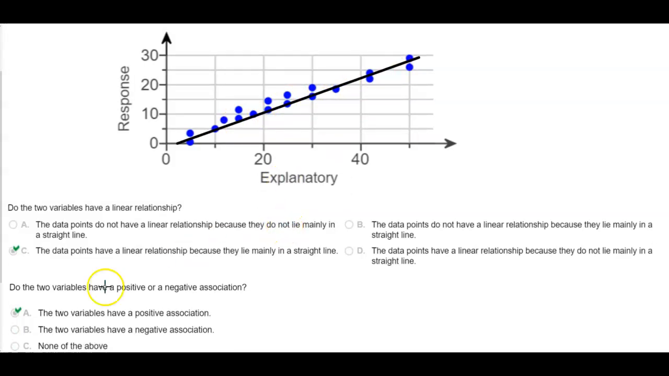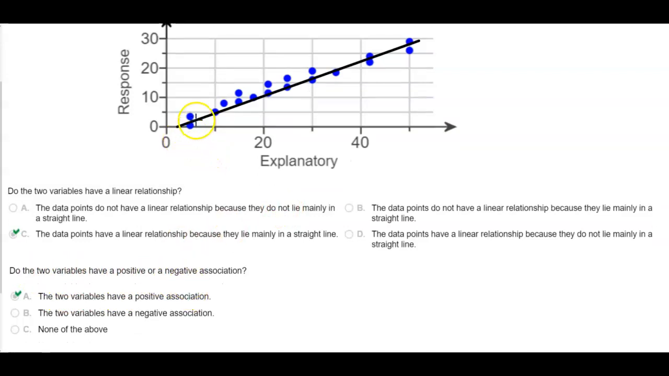Now the next question states, do the two variables have a positive or a negative association? Well, you can see here that this line is going up as opposed to going down. So since it is going up like a roller coaster, then it has a positive slope. Therefore, it has a positive association. So the two variables have a positive association.